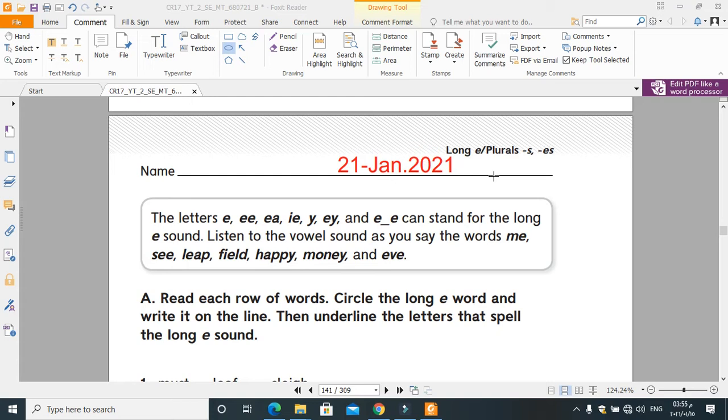It's time to practice in the Your Turn book, so please take out your Your Turn books and open your book in page 132. Well, this week you'll learn about the long E sound with different patterns. With the pattern E, with the pattern EE, with the pattern EA, IE, Y, and EY. That's great. Don't forget that the long E sound gives you the sound E.